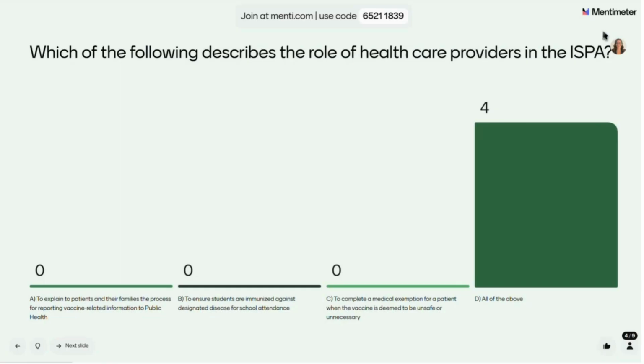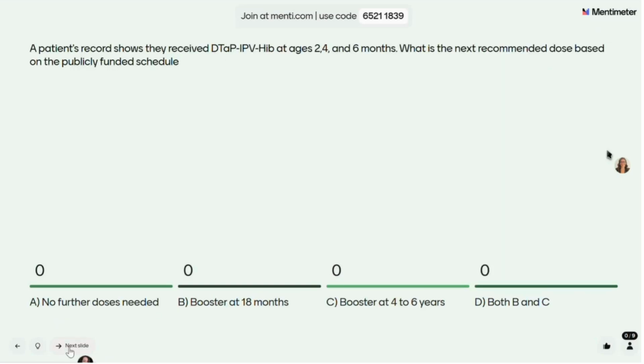Just give people a little bit longer. Okay, why don't we move on to the next slide? A patient's records show they've received Tdap IPV Hib at ages 2, 4, and 6 months. What is the next recommended dose based on the publicly funded schedule? A, no further doses needed. B, booster at 18 months. C, booster at 4 to 6 years. And D, both B and C.